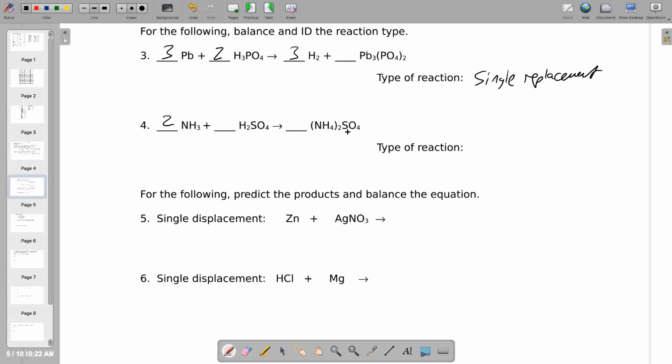There's 1 sulfur on the left, 1 sulfur on the right. 4 oxygens on the left, 4 oxygens on the right. That's it. And here you've got 2 compounds forming 1 compound. So that's a synthesis reaction. It's just 2 things combining to make 1.